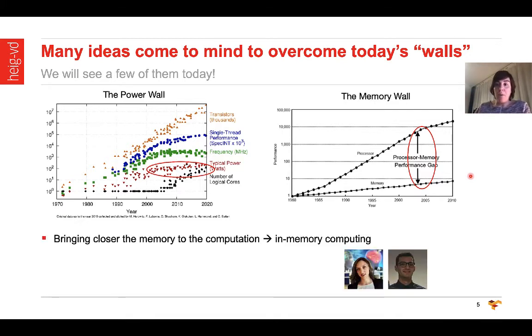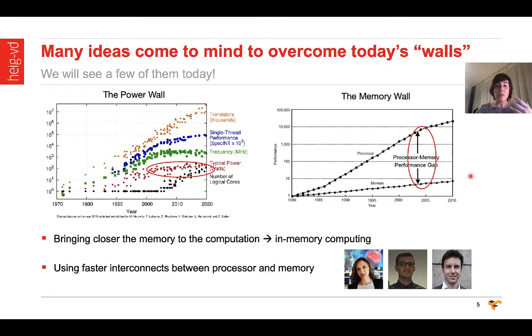Specifically, Irem and Alex will be speaking about in-memory computing techniques, that is, trying to bring the computation closer to the memory or the memory closer to the computation in order to be more efficient and to consume less power. And the other technique we'll be seeing today, which Sergi will be telling us, is how we can use faster interconnects, and in particular wireless interconnects, between the processor and the memory in order to speed up computation.